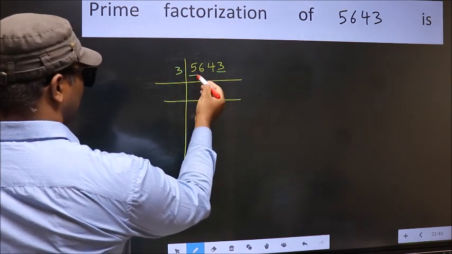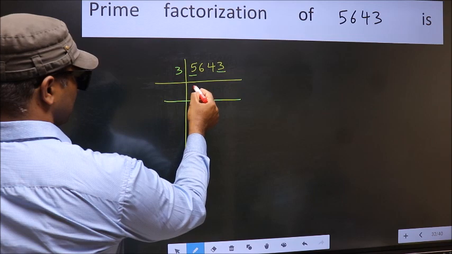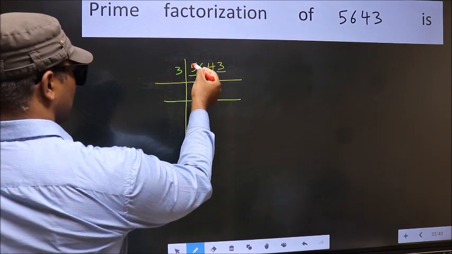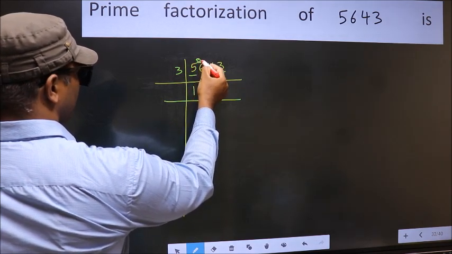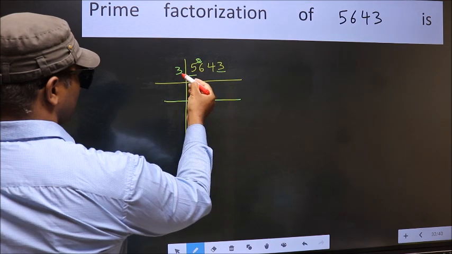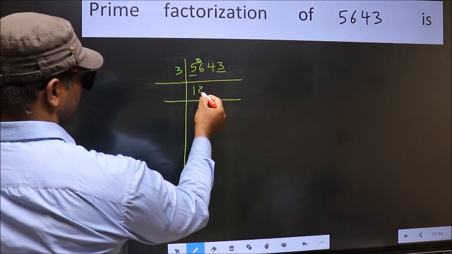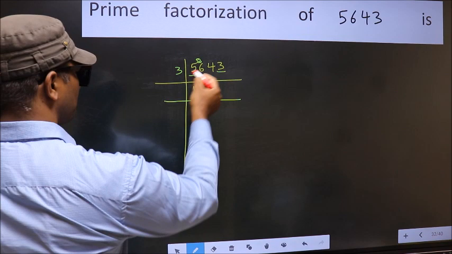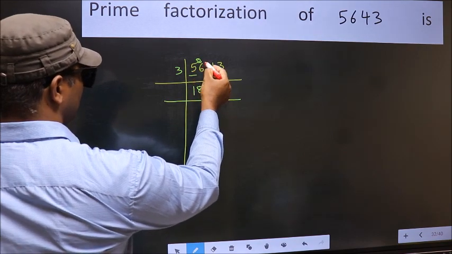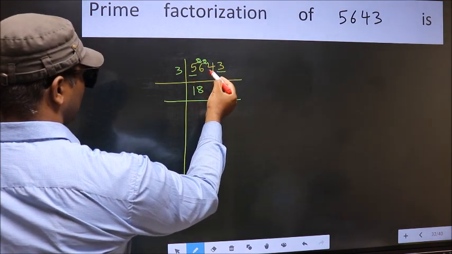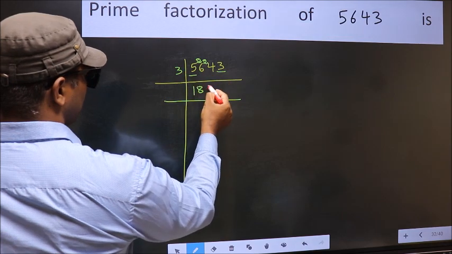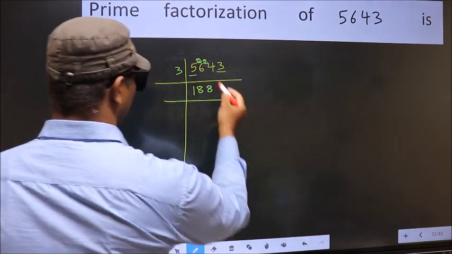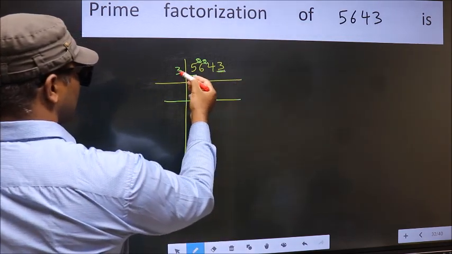First number 5. A number close to 5 in the 3 table is 3 ones 3. 5 minus 3, 2, 2 carried forward, 26. A number close to 26 in the 3 table is 3 eights 24. 26 minus 24, 2, 2 carried forward, 24. When do we get 24 in the 3 table? 3 eights 24. The other number 3, when do we get 3 in the 3 table?